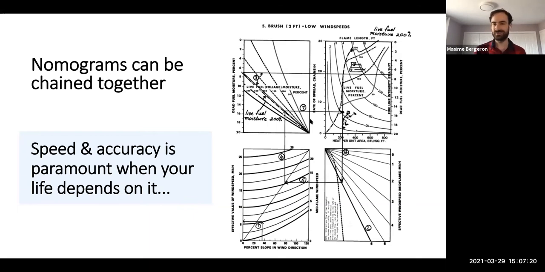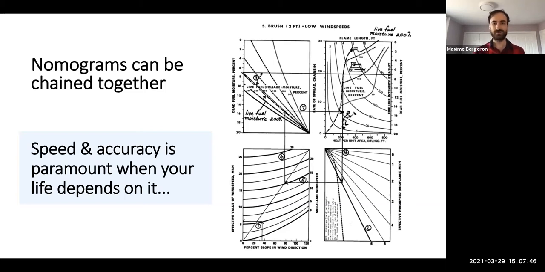So if you look over here, this is something about estimating the speed and intensity of a forest fire when you're out in the field. And so you've got all these: percent slope, wind direction, effective value of wind speed, moisture of the live foliage, moisture of the dead foliage. And you're running around this diagram trying to figure out exactly how quickly you should be watering that area or running away for your life. So there was a whole world of these things out there before.